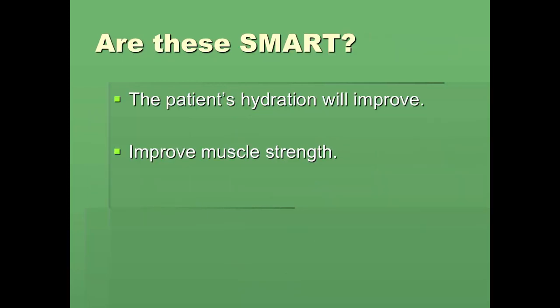So here's just a little exercise for you. There are 2 outcome goals here. They're both great goals. The patient's hydration will improve and improve muscle strength. Now I want you to pause this and take a little bit of time to think about whether these are SMART, and if not, how would you rewrite them to make them SMART?